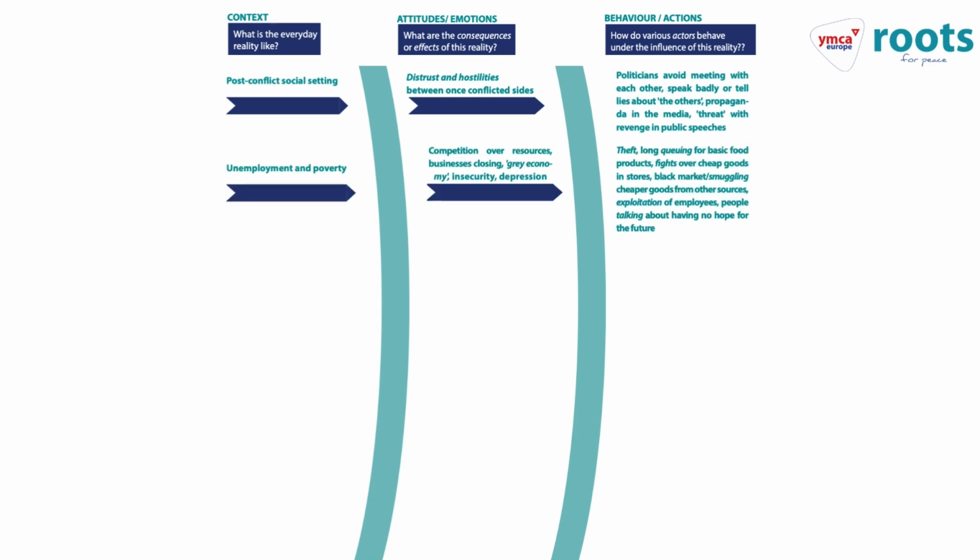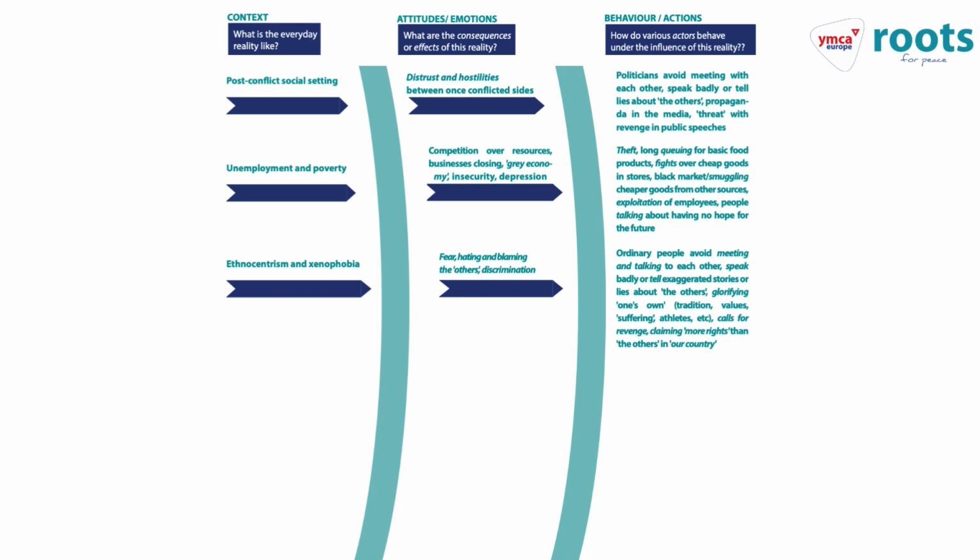During unemployment and poverty, the common emotions and attitudes include competition over resources, businesses closing, grey economy, insecurity, depression, and so on. Actions and behavior include theft, long queuing for basic food products, fights over cheap goods in stores, black market or smuggling cheaper goods from other sources, exploitation of employees, and people talking about having no hope for the future.